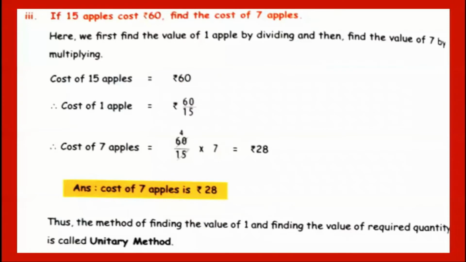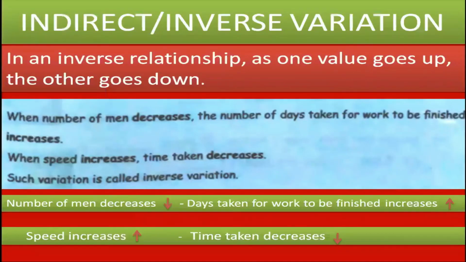Indirect or inverse variation. In an inverse relationship, as one value goes up, the other value goes down. When number of men decreases, the number of days taken for work to be finished increases. When speed increases, time taken decreases. Such variation is called inverse variation.